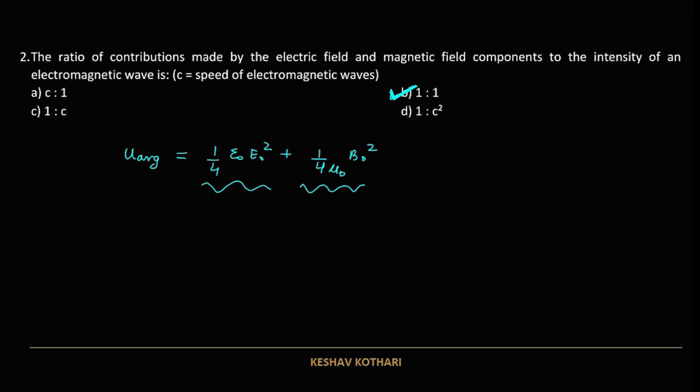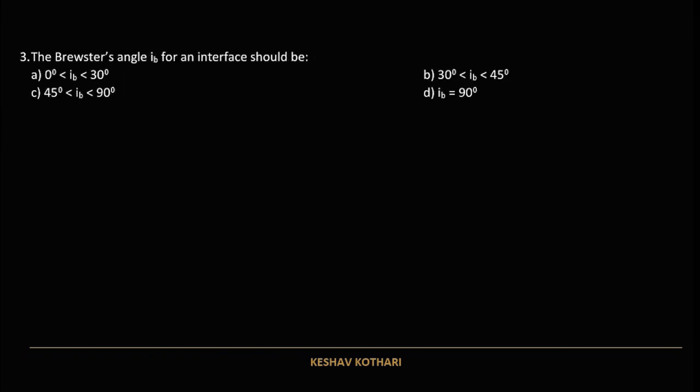Let us move to the next problem. The Brewster's angle iB for an interface should be. So if we talk about this, in this case option C is correct. If we take an example, for the air glass interface, it is equal to 56 degrees. If you remember this also, then you will chop out these two answers and reach here. So option C is correct in this particular case. Let us deal with the next problem.